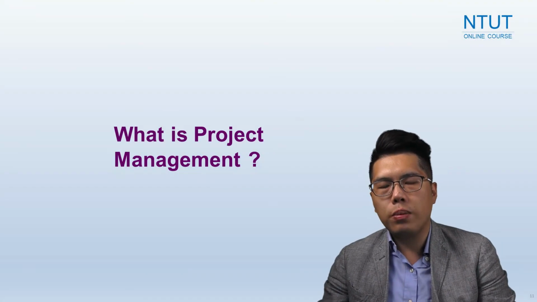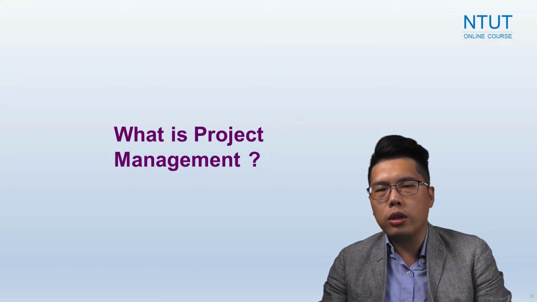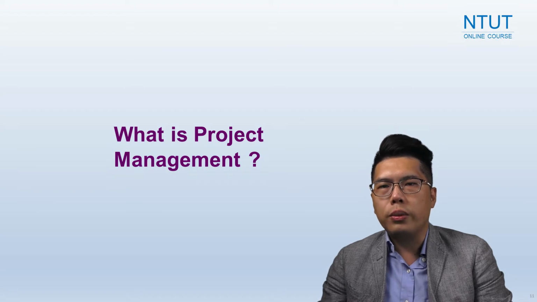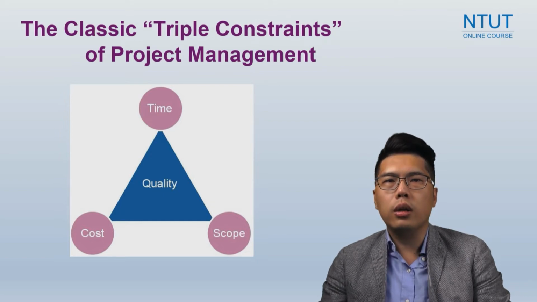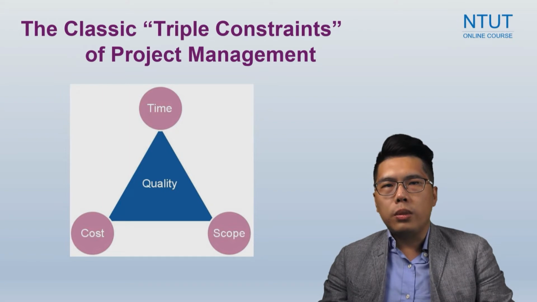So after we talk about a lot about what are the specifications, what are the duration, the time, and the characteristics of the project. And here we want to ask, what is project management? Okay, so here's the classic triple constraints of project management. It focuses on the time, the scope, and the cost around the quality. So project management is about the time, the scope, and the cost.